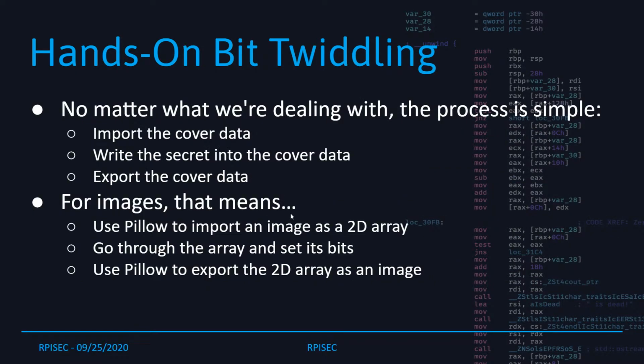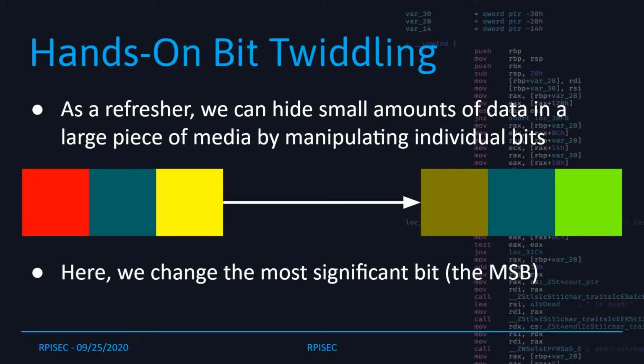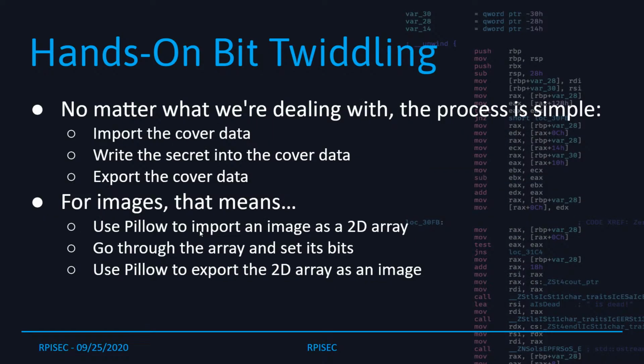No matter what we're dealing with, the process is pretty straightforward. We get some data, the cover, for example a cat picture or a piece of music, and we get our secret, which is what we want to actually hide. The secret is generally much smaller than the cover, because if we're only getting one bit at a time here, we better have a lot of pixels. We then take the secret and store it in the cover, and then we export the resulting data.